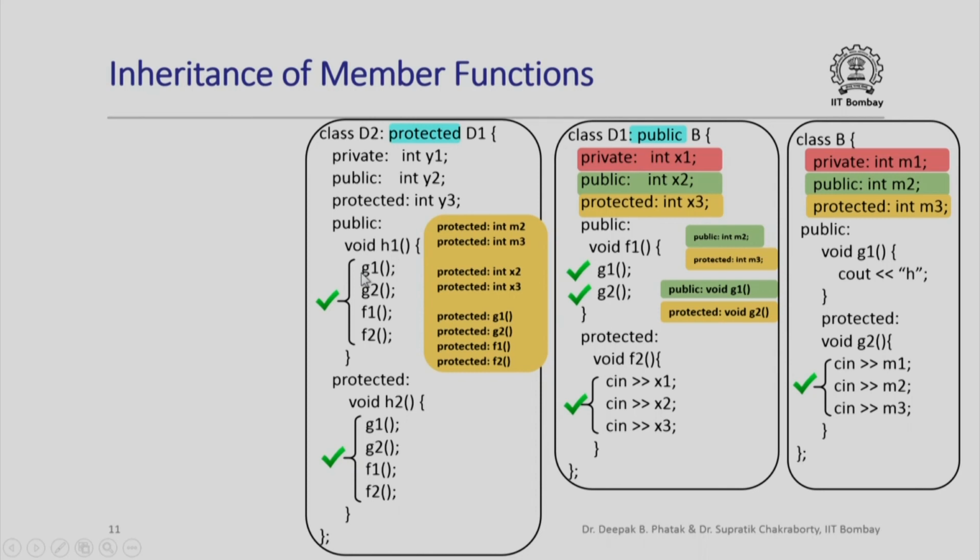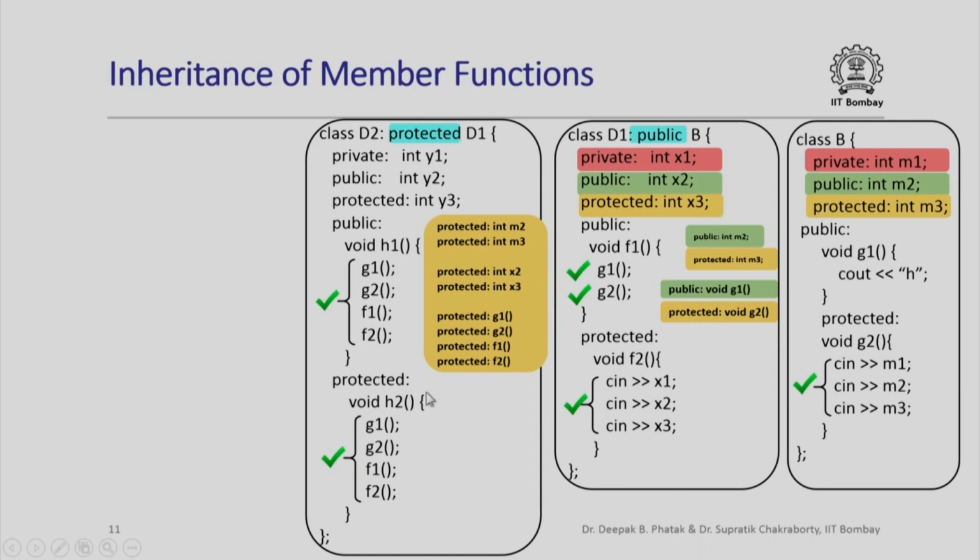So for example, can I access G1 here? Note that G1 was inherited by class D1 from class B as a public member function, so I can certainly access it. Can I access G2? G2 was inherited as a protected member function. What it means is that any derived class, any class that is derived from D1 like class D2, can access it, so this is fine. Can I access F1? F1 was a public member function of D1, so I can certainly access it. Can I access F2? F2 was a protected member function of D1, which means that any derived class like class D2 can access it, so all of these are fine.